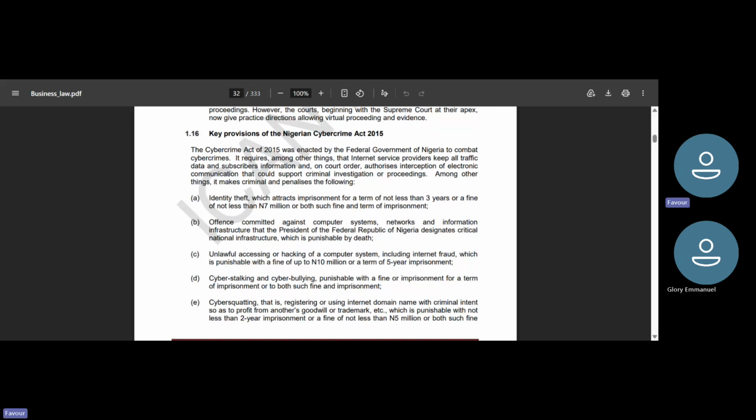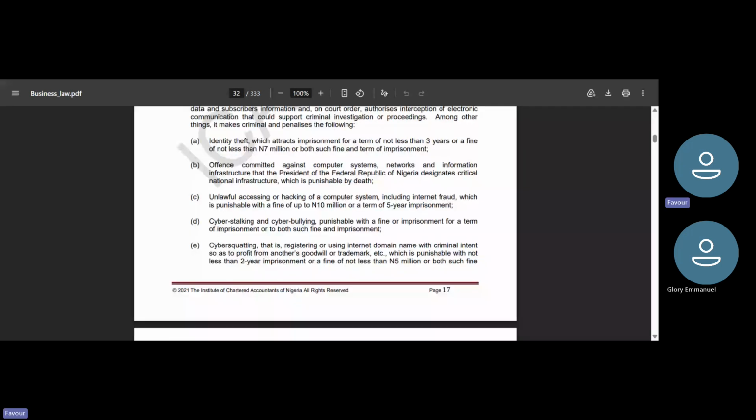For a term of imprisonment, or to both such fine and imprisonment, right? So it's either a fine or imprisonment, or fine and imprisonment.